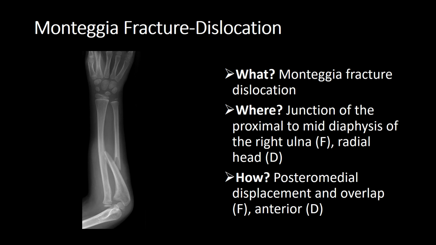Okay, so what is it? It's a Monteggia fracture dislocation, where it's at the junction of the proximal to mid-diaphysis of the right ulna, that's the fracture, and the radial head, which is the dislocation. So how is it? Well, you've got posterior medial displacement, and remember, you've got significant overlap of the fracture site, and you have an anterior dislocation.